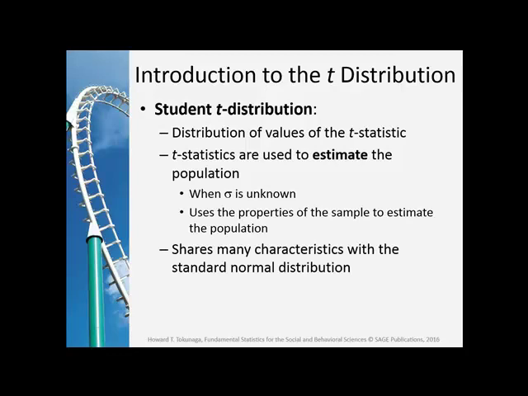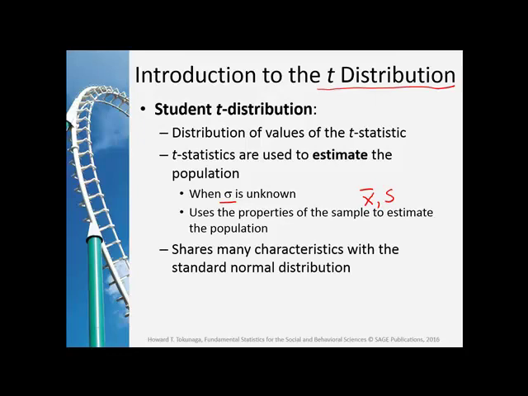In this video, I'm going to introduce you to a new distribution called the T distribution. We use the T distribution when we are trying to estimate our population information from a sample, but we don't have information about that population, such as the population's mean or the population's standard deviation. So if we're missing sigma and we can't compute the standard error, what we need to do is use the properties of the sample, which are x bar and s, to estimate or assume our numbers for the population.